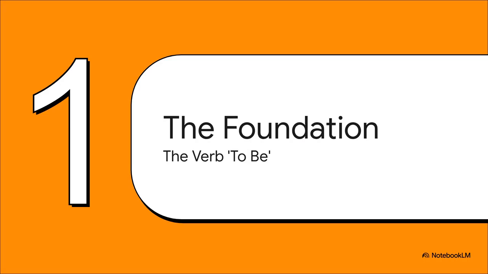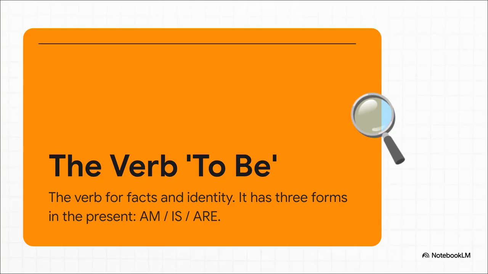Okay, so our very first building block is the most common, most essential verb in the entire English language. You probably heard of it. It's the verb to be. It's simple, it's everywhere, and it's the perfect place to start. So what's to be all about?